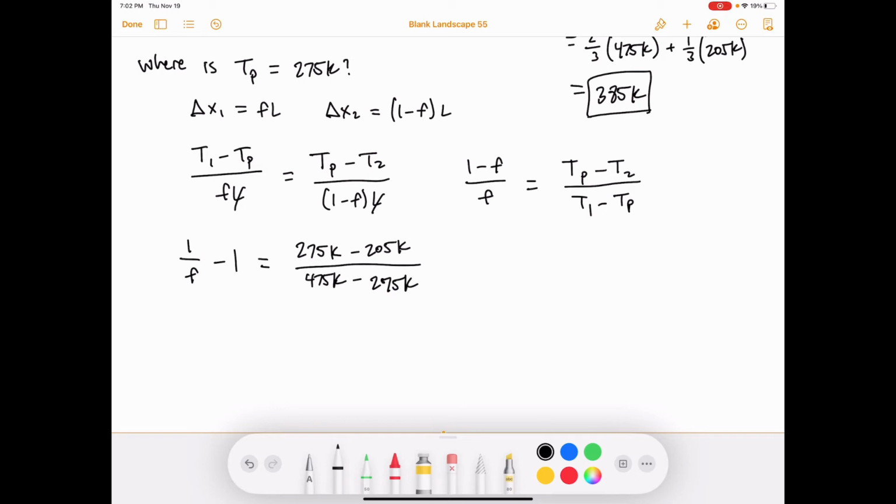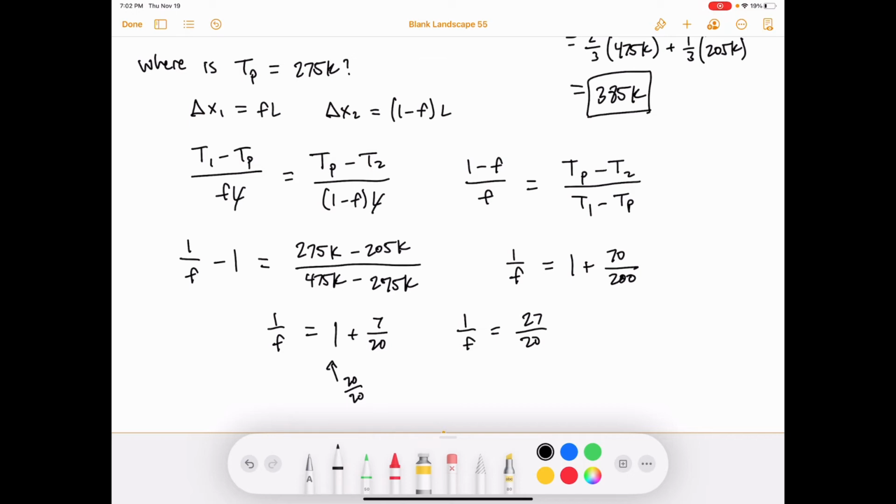So what does this all work out to? Well, I have 1 over F is equal to 1 plus this big fraction here. So on top, we have 275 minus 205, which is 70. On the bottom, we have 475 minus 275, which is 200. So here, 1 over F is equal to 1 plus 7 over 20. In other words, 1 over F is equal to 27 over 20 because we can write 1 as 20 over 20.